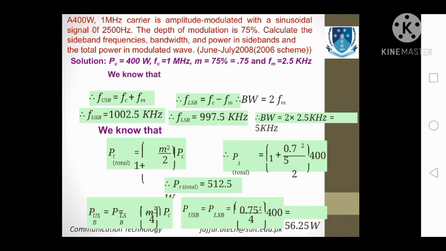And if you want to find the power in the upper sideband and lower sideband, you know the formula. These are equal, and this is equal to m square by 4 into PC, and if you put the value, you get 56.25.